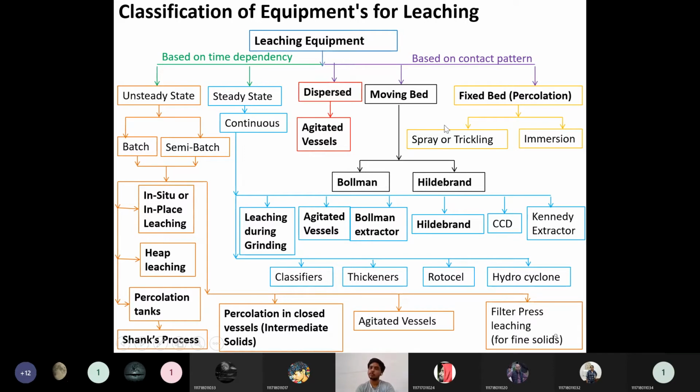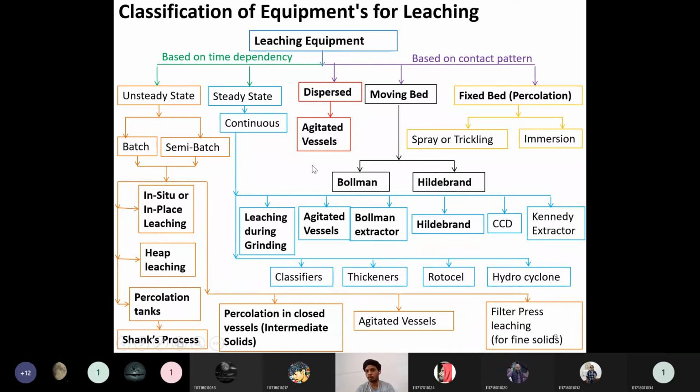In this percolation, there are two types. One is where the solvent is just sprayed from the top, and the other is where the solvent completely immerses the solids. If in a fixed bed operation the solvent is just sprinkled or sprayed from the top of the solids, it is called a spray percolation tank. Immersion percolation tanks are where the solids are filled inside and the liquid fills it, and the top side supernatant is taken as the solution. That type of operation is called an immersion type of percolation tank. So these are the classifications.